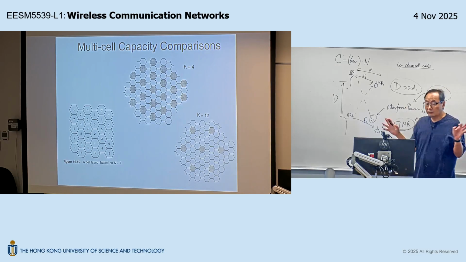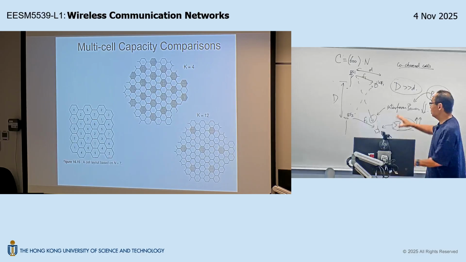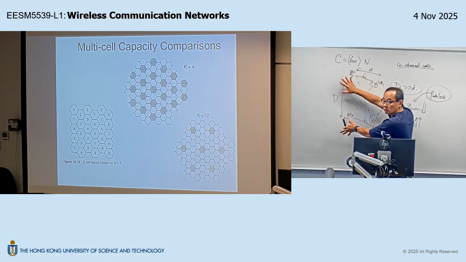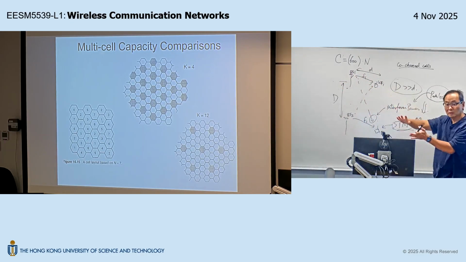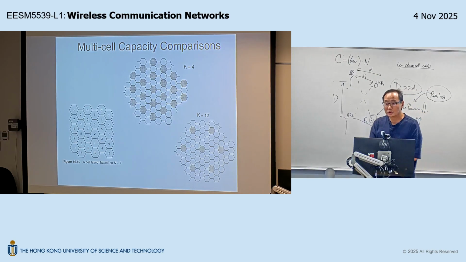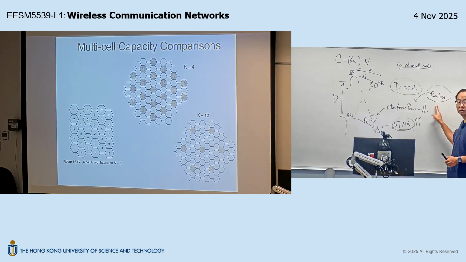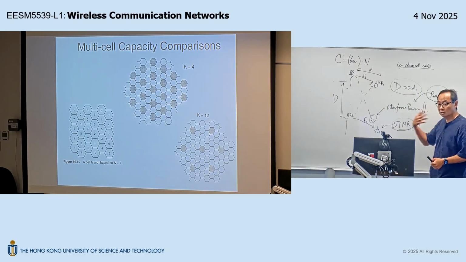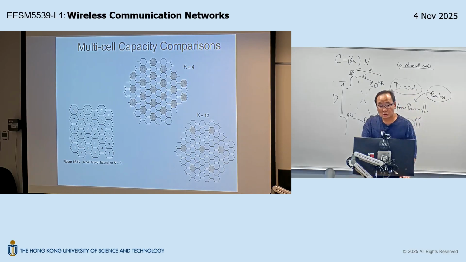If there were no path loss in this world, then it wouldn't make a difference between this setup and the original setup. And in this case, there won't be any opportunity for resource reuse. Is that okay? So that's why path loss is a very important friend in allowing you to reuse the channel to scale up the capacity.